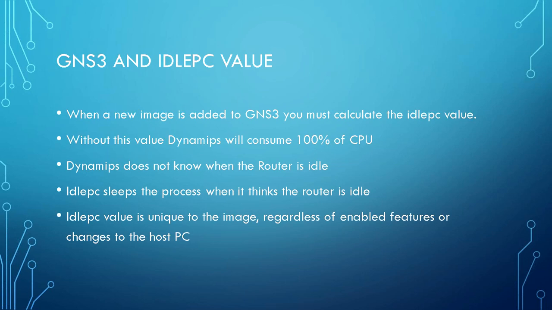All right. GNS3 and IDLEPC. So when you add an image to GNS3, one of the first things you do is you have to calculate the IDLEPC value. Now what this does is it tells Dynamips to sleep the router in between CPU cycles so the router does not just run rampant basically and consume all of your resources. And when it does, it'll pretty much hard lock your computer, so you want to make sure that you set this right. It's just a button. I'll walk you through how to set that up. It's pretty straightforward. And once that's up and going, it makes things function a lot better.